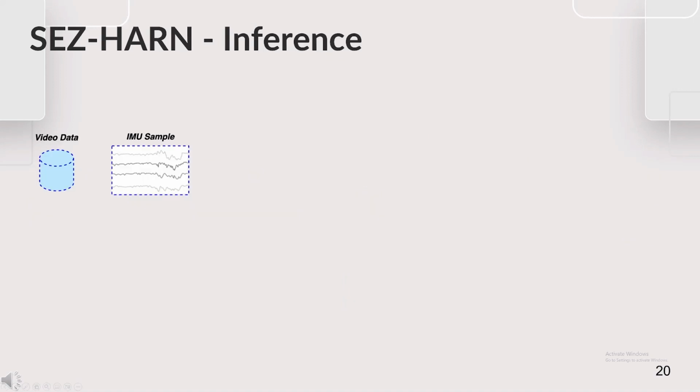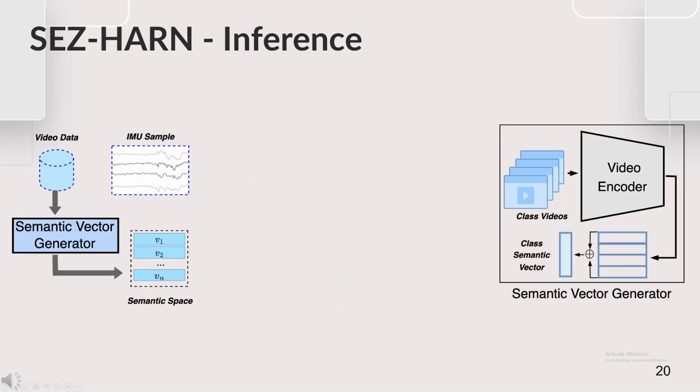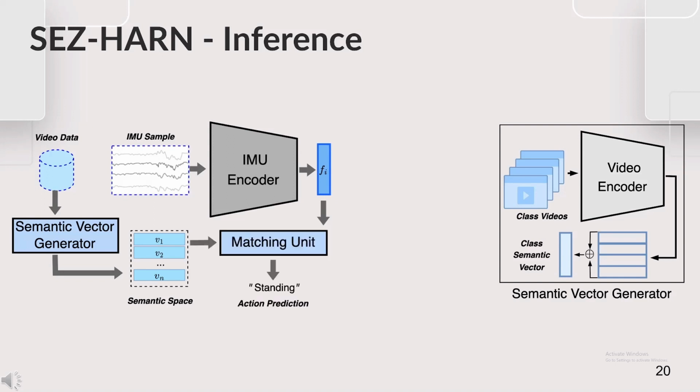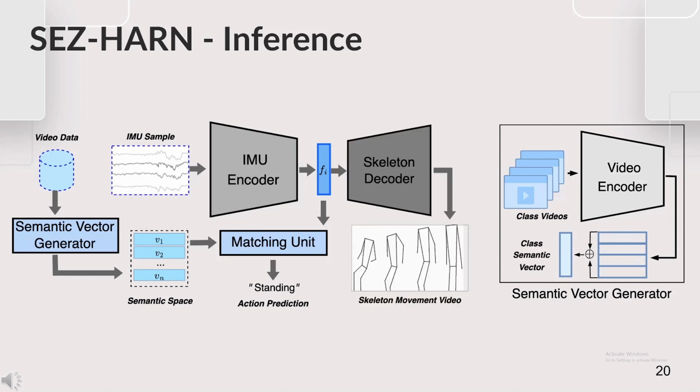During the inference stage, we use the semantic vector generation unit to generate the class semantic vectors of the unseen classes. If you look to the left, you can see the semantic vector generation unit in detail, which consists of a video encoder model to get the feature vectors of the videos, and then averages the videos of a specific class to get that class's semantic vector. We use the trained IMU encoder to get the feature vector of the IMU signal like the previous model, and we then use a similarity measure like cosine similarity to get the most similar class. Afterwards, we also feed the feature vector to the skeleton decoder to get the skeleton movement video.